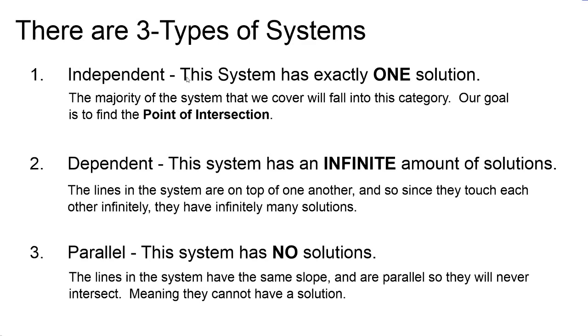The next one is dependent. This system has an infinite amount of solutions. What that means is that the lines in the system are on top of each other, and because of that, they have infinitely many solutions since they'll always touch each other. The third kind is called parallel. This system has no solutions, and the lines in the system have the same slope, and because they will never touch each other, they cannot have a solution. So if they're parallel, that means there is no solution.